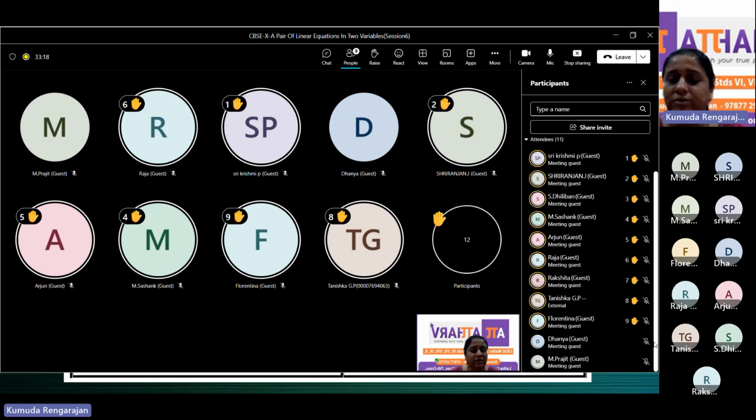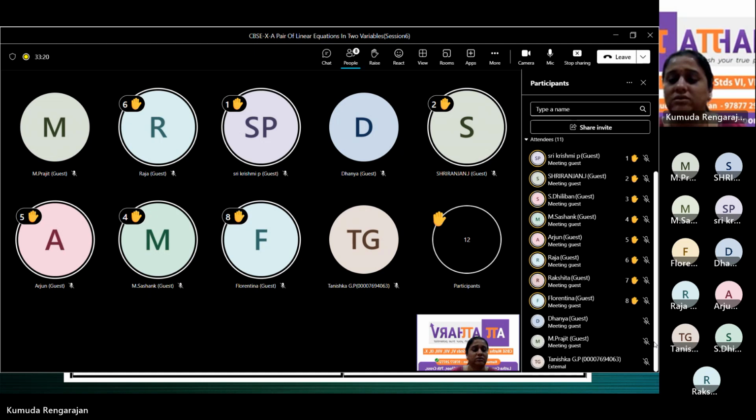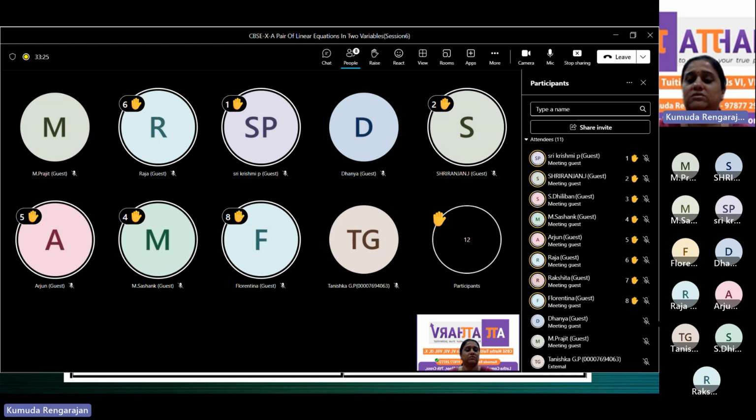Ritika, I'm not able to make out, but Ritika, Raghavi, Madhumita. Okay.